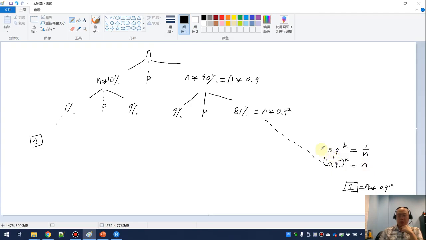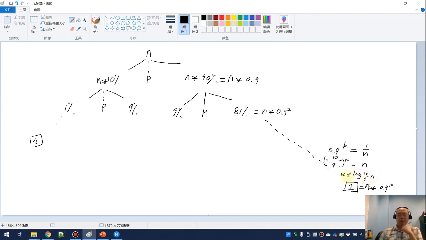So for this value, instead of 1 divided by 0.9, how about I erase that and change it to 10 divided by 9. Are you still okay? So we change it to 10 divided by 9. Okay, and then this will be easier. So now this k value will be the log base 10 divided by 9 of n.